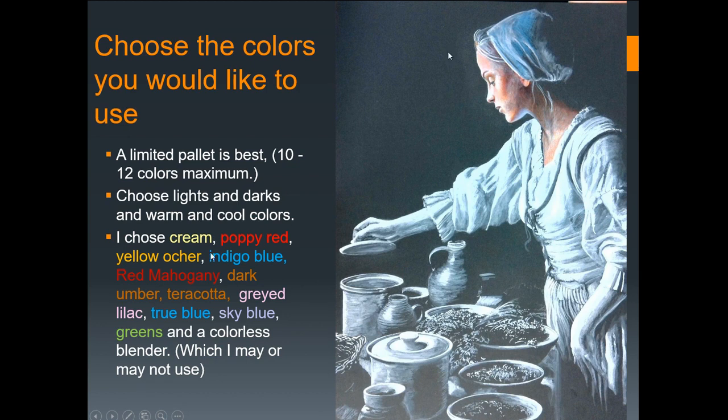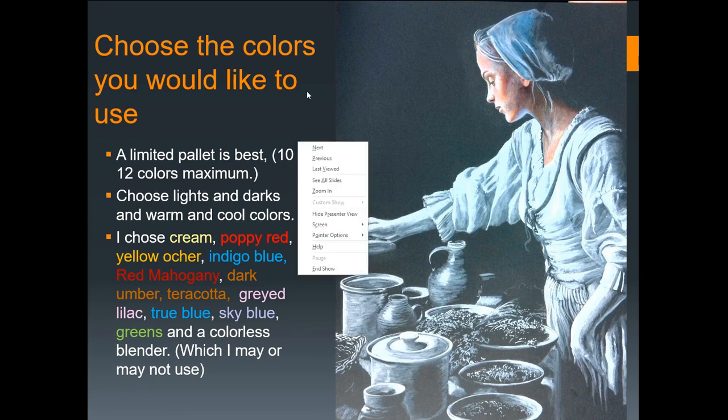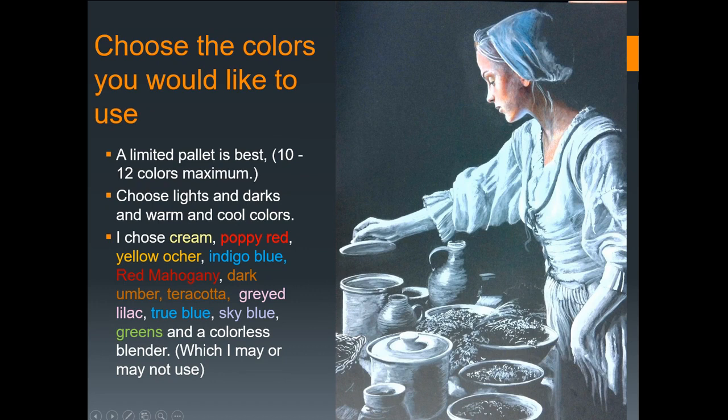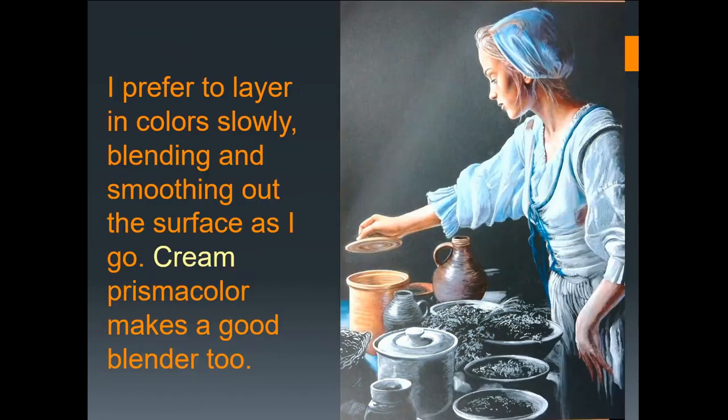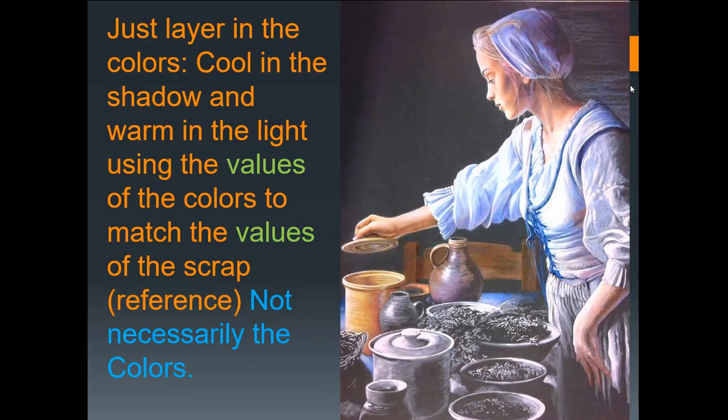I always start out with cream, poppy red, yellow ochre. Those tend to be some very good flesh tones. I start out with poppy red. Sometimes I'll use terracotta in there because it's kind of a red-brown. And then you just layer in your colors. I like layering them in kind of slowly because then they start to mix as well. And I like to use a lot of cream in my highlights. It's kind of a light yellow, and it tends to blend things together as well as give it a nice soft tone.